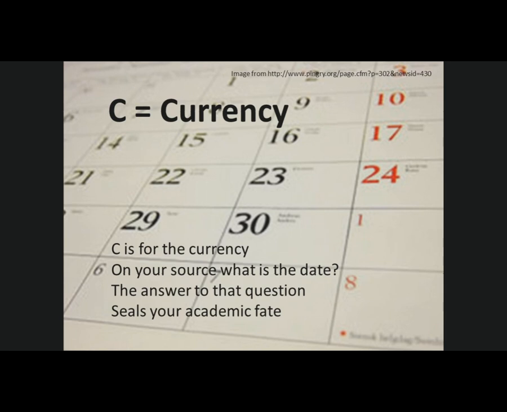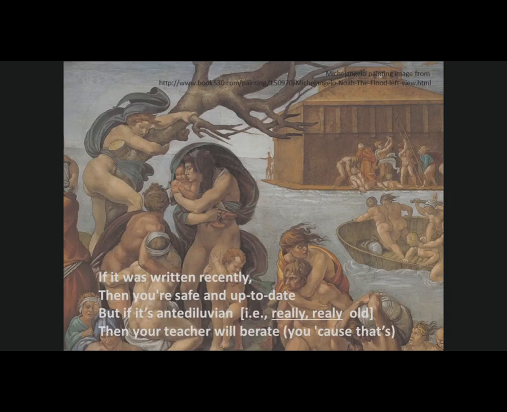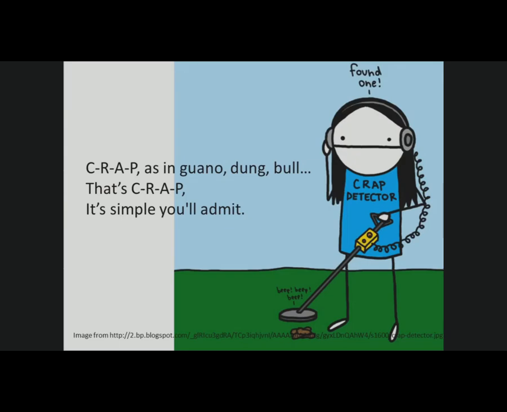C is for currency. In your source, what is the date? The answer to that question seals your academic fate. If it was written recently, then you're safe and up to date. But if it's antediluvian, then your teacher will berate you, because that's C-R-A-A-P, as in guano dumble. That's C-R-A-A-P, it's simple, you'll admit.